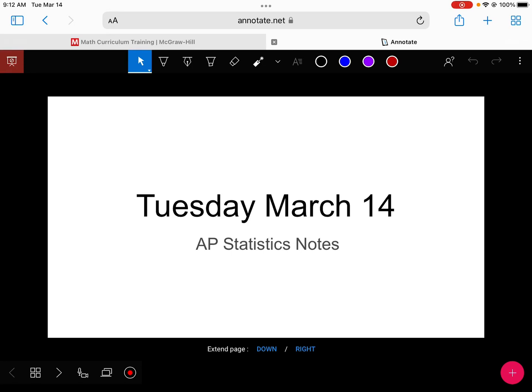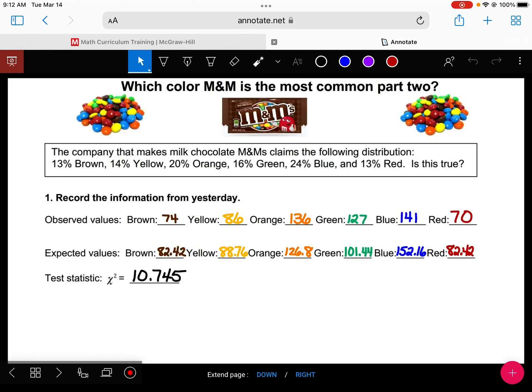All right, let's see where we are and where we might have gotten stuck. First part was straight up copying from yesterday. We had our observed values, our expected values, and we had calculated our test statistic as 10.745. Everybody good on that piece? Cool.